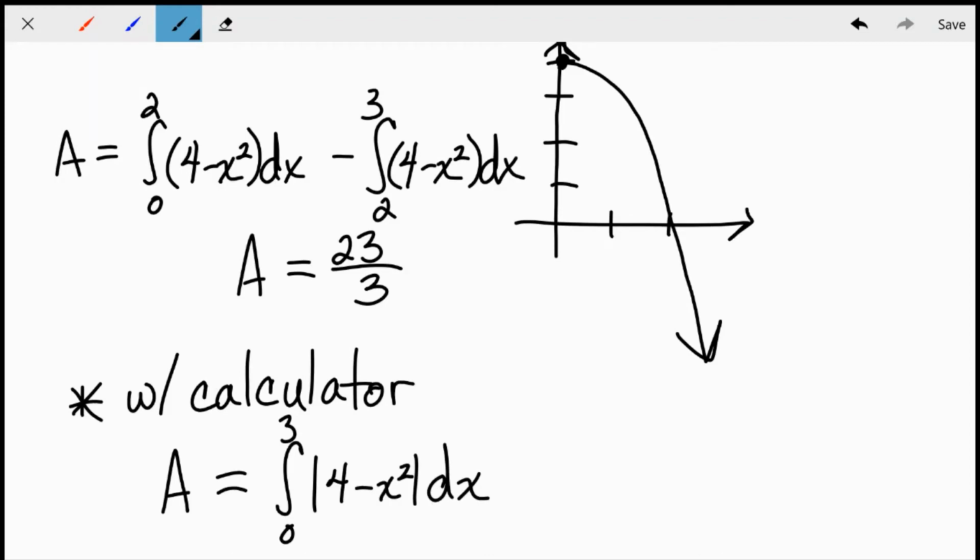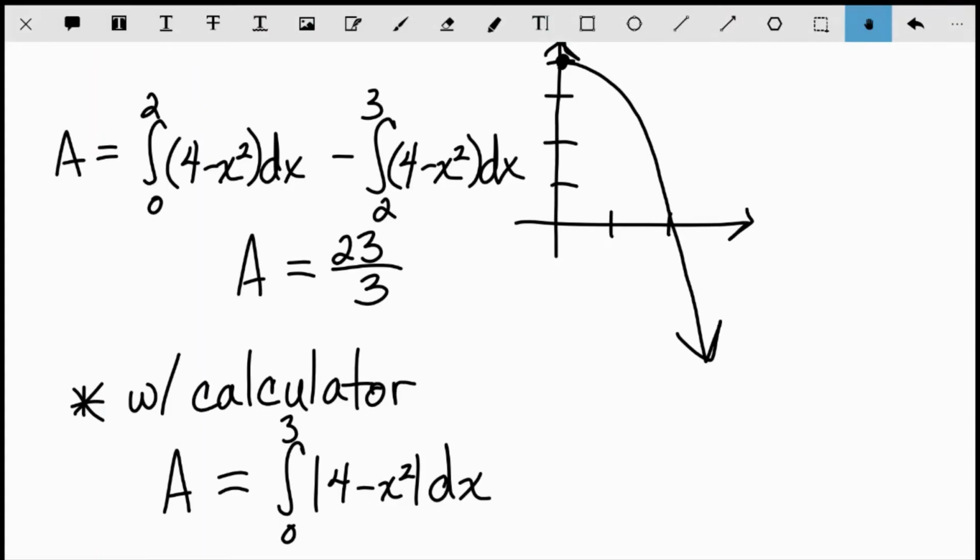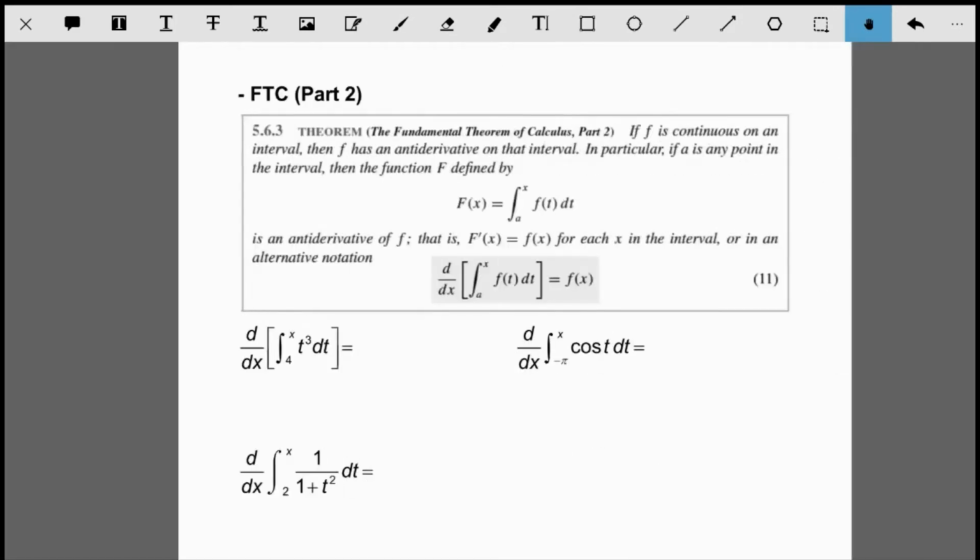Again, keep in mind, we're not always going to have a calculator, but when you do have a calculator available to you and the question's talking about total area, you can just use an absolute value. You don't even have to worry about whether or not it crosses the x-axis. If you throw the absolute value in there, you're covered either way.